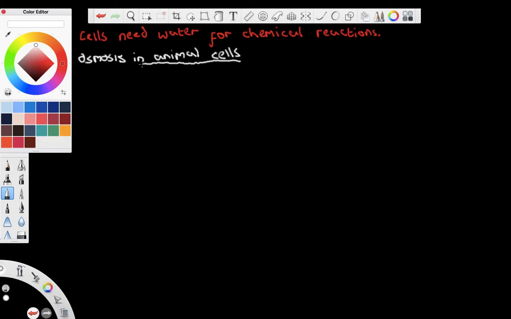And we can underline it. So osmosis in animal cells. If we've got a regular animal cell, and I'm going to draw it in the middle here, there's my animal cell with its nucleus. There are two things that can happen to this animal cell.